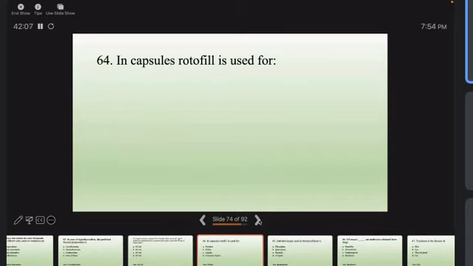In capsules, rotofill is used for filling pellets. Okay, got the answer. So what is a rotofill then? Rotofill is an apparatus used to fill pellets. Okay, apart from pellets, what is rotofill used for? Forget about the pharmaceutical industry. Other than that, anything that you're aware of?